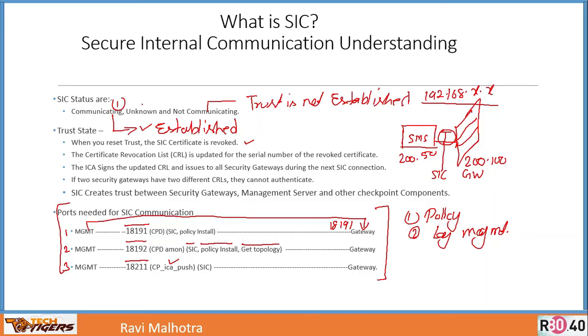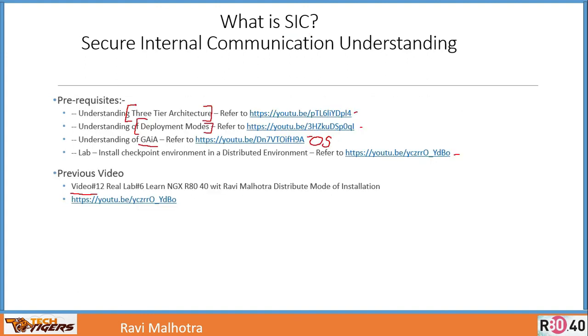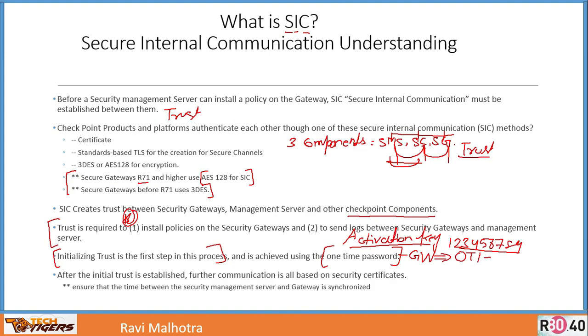I believe with that this theory is completed. Let me just say once again as a short lecture. Before you can manage a security gateway from the security management server, that means before you can install policy on the gateway from the management server, a SIC process must be established. SIC simply means that the trust must be established. That means that both these roles must authenticate to each other. This is what we do by initializing trust between them.